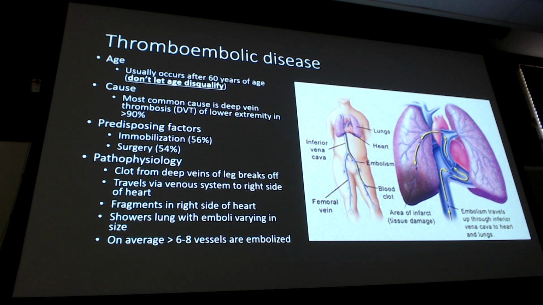So, usually older people, after 60 years old, do not let age be your disqualifying factor. Please do not read a vignette and see that they're 55 or see that they're 35 and rule out the fact that they can have a thromboembolic disease, because they can. All right? Most common cause, calf, deep vein thrombosis, primarily usually in the calf.